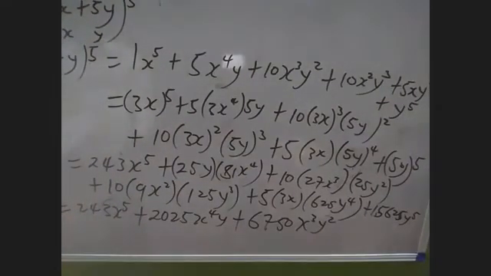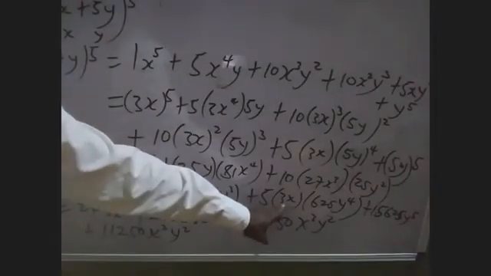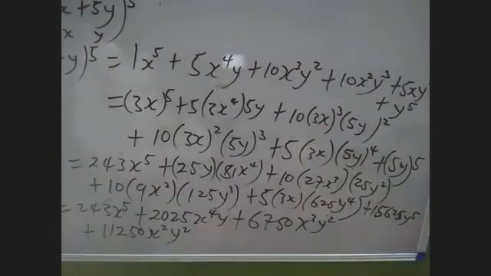Then you have 90 times 125. 90 times 125 will give you 11,250 plus 11,250 s square y square. Then we have 625 times 15. 5 times 3 is 15, times 625. If you use your calculator, that will give you 9,375.